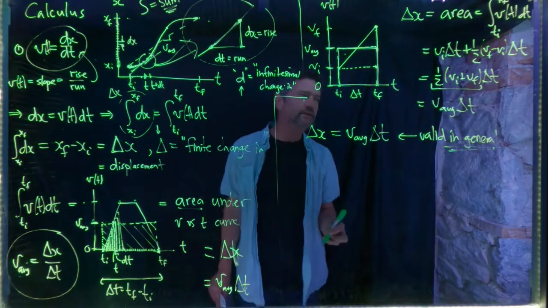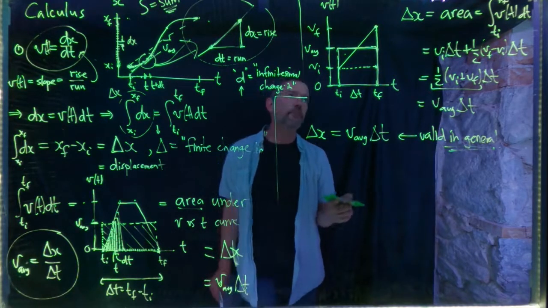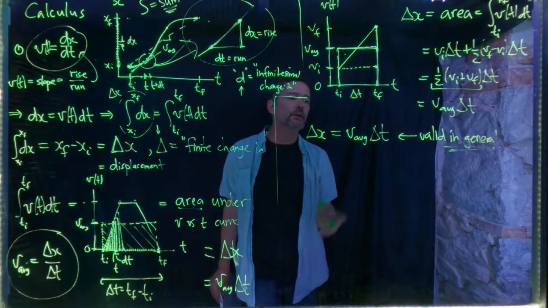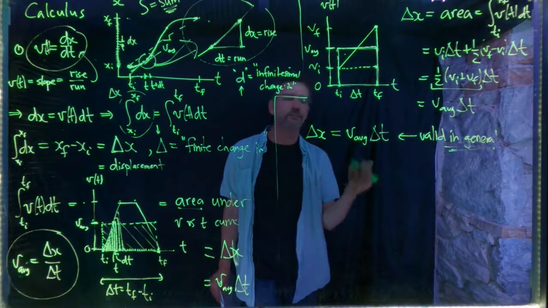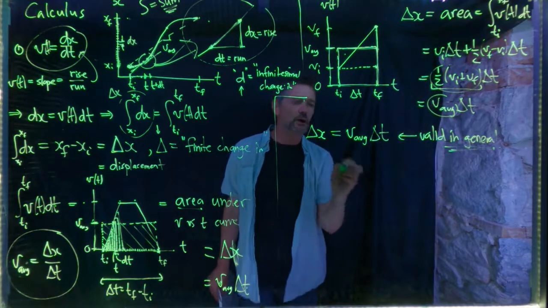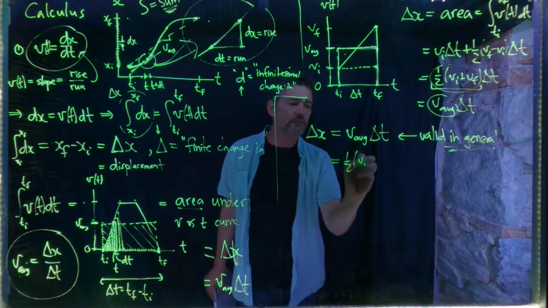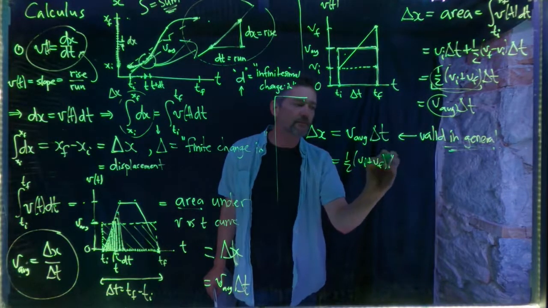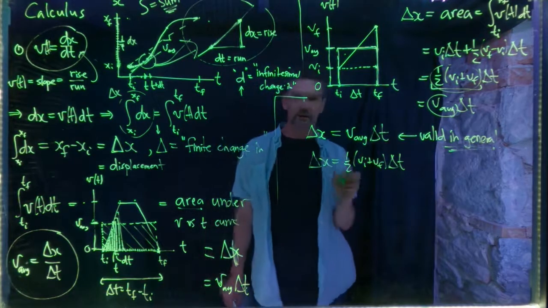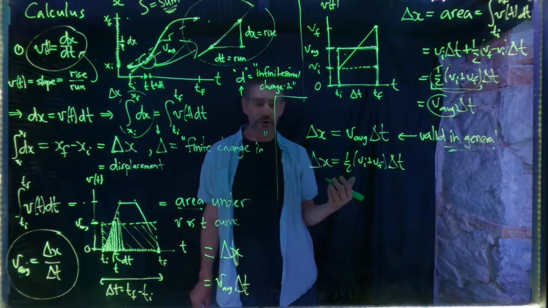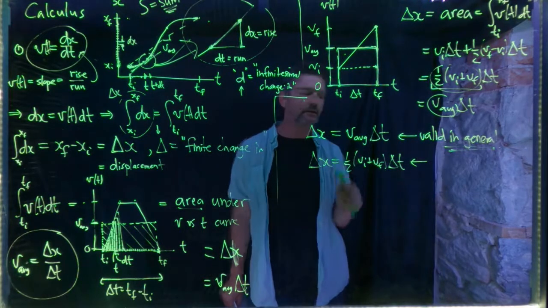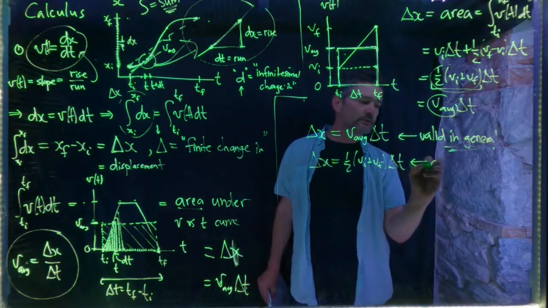However, in the case where the acceleration is constant, meaning the velocity is a linear function of time, then we have a particularly simple formula for v average. Namely, v average is equal to 1/2 (v initial plus v final). So the first formula is valid for any acceleration, constant or not. This formula is valid only in the super special case that the acceleration is constant.